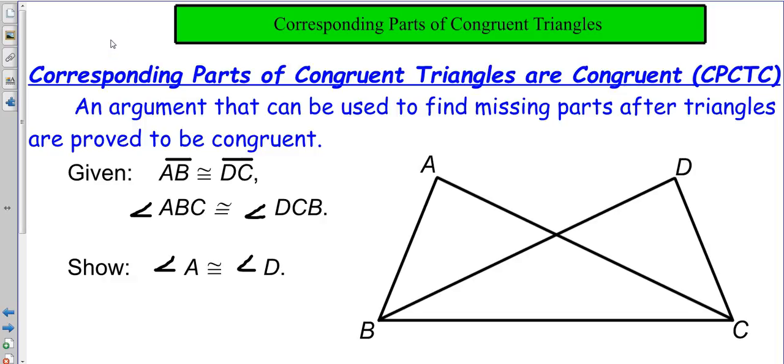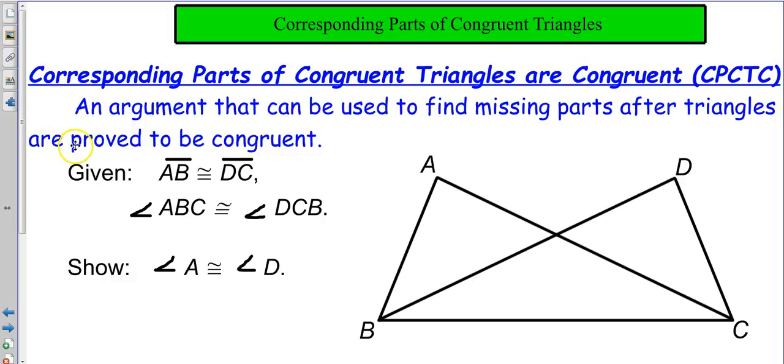So this acronym CPCTC is what we're going to refer to when we're more or less just saying, hey, I just proved that these two triangles are congruent, and so I'm going to match up corresponding parts and ultimately say that those corresponding parts are congruent.